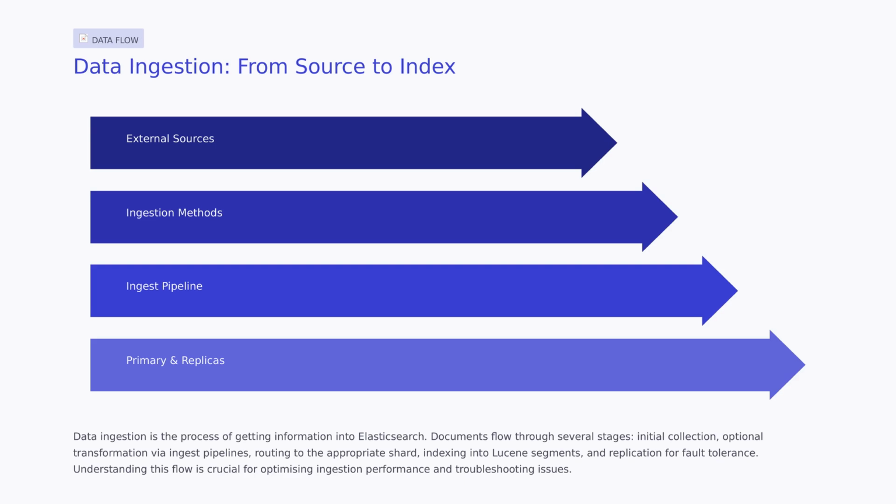Optimizing this flow is key for maximizing performance and troubleshooting any hiccups. Picture this: data entering a pipeline, choosing its path, and finding its place in the system. Understanding this journey is vital for smooth operations and efficient problem solving. In the world of Elasticsearch, the path from source to index is a carefully choreographed symphony of efficiency and reliability.